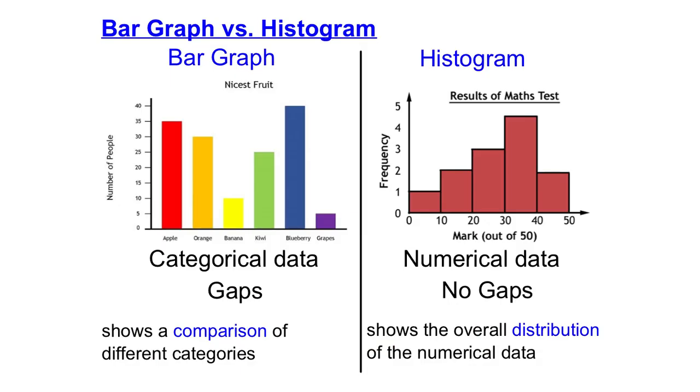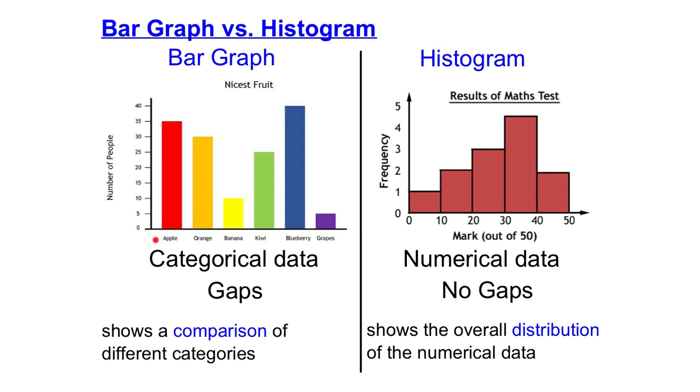So here they are, a bar graph and a histogram. The bar graph is used for categorical data. A histogram is used for numerical data. Now, a lot of people get these two graphs confused because they look so similar.